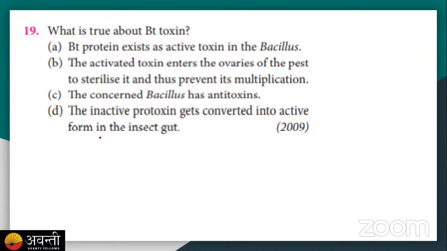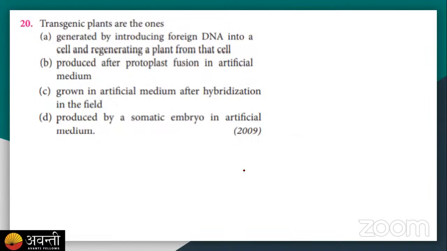Why we are using the Bt toxin? Okay. So as you all have given the answer and as we have already discussed this concept, the Bt toxin is an inactive protoxin which gets converted into the active form only after getting the alkaline pH which is present in the insect gut. Good.